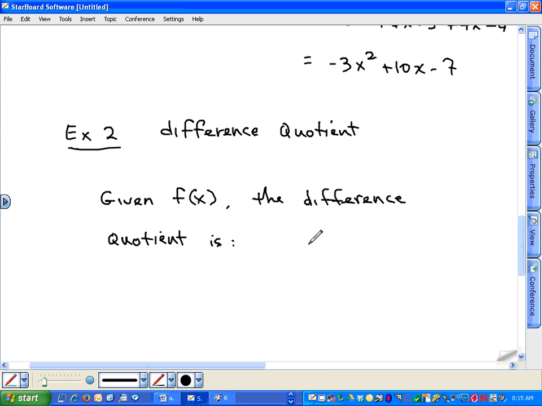And this is something that you're going to have memorized. Probably won't provide this formula for you on a test. The difference quotient is f of x plus h minus f of x all over h.